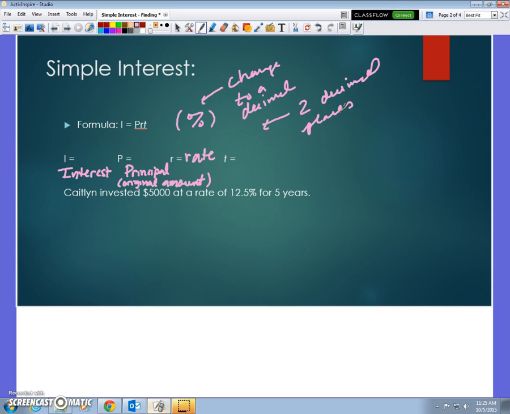And finally T, time. Time in years. Actually, let's see here. Would it have to be in years? It's always going to be in years, but actually it doesn't have to be in years. Just the time. T is time. So we're just going to say T is time.